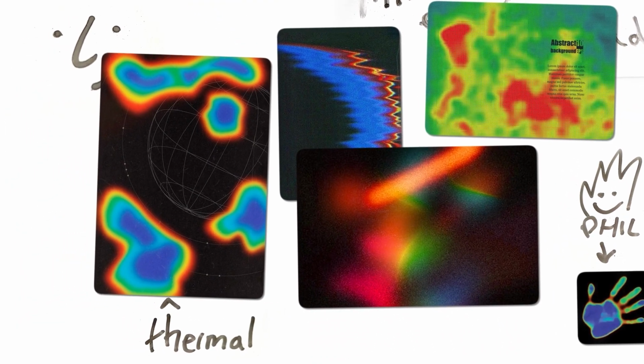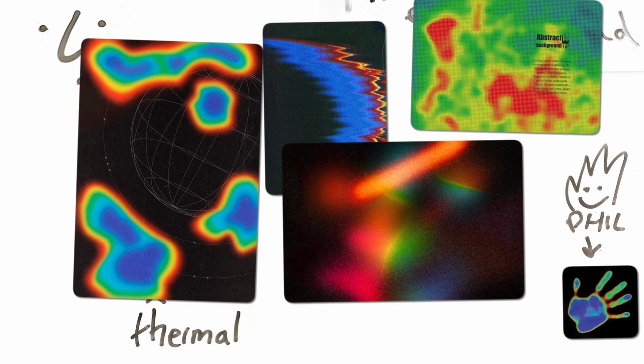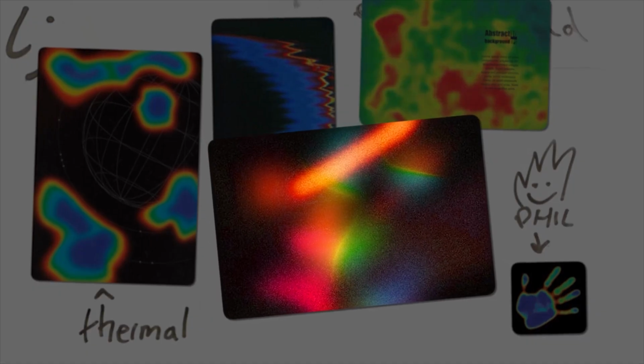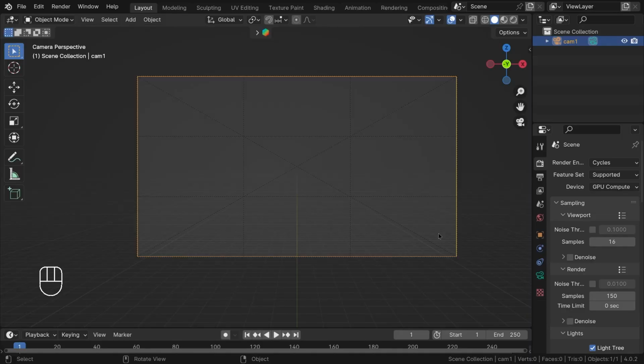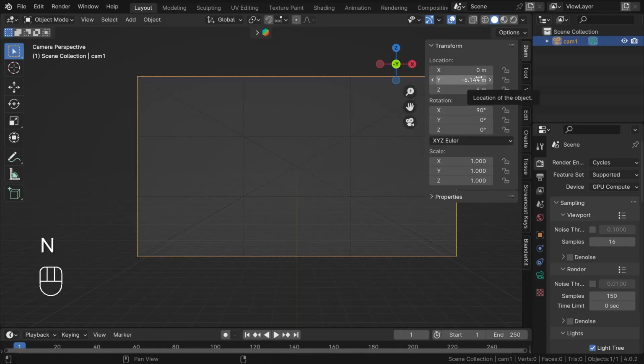I want to reuse these thermal imaging colours, but how would I efficiently recreate this grainy, noisy texture in Blender? Well, without further ado, this is how I made this grainy thermal imaging effect in Blender. Let's go. I began by positioning my camera to face down in the centre of the scene like this.